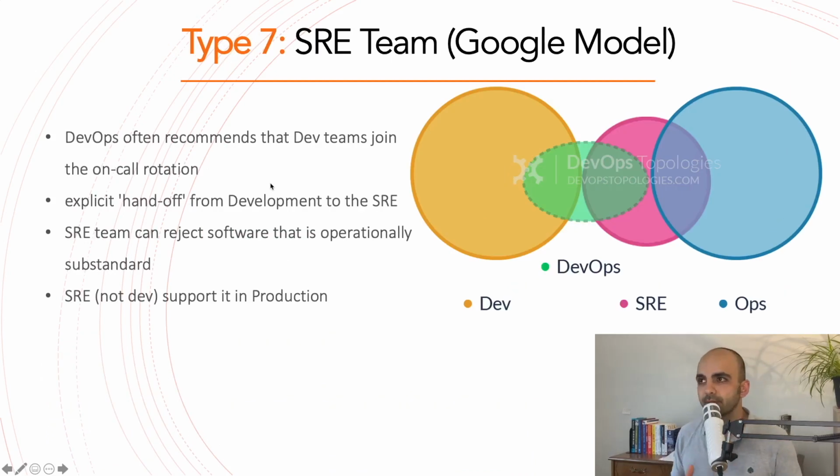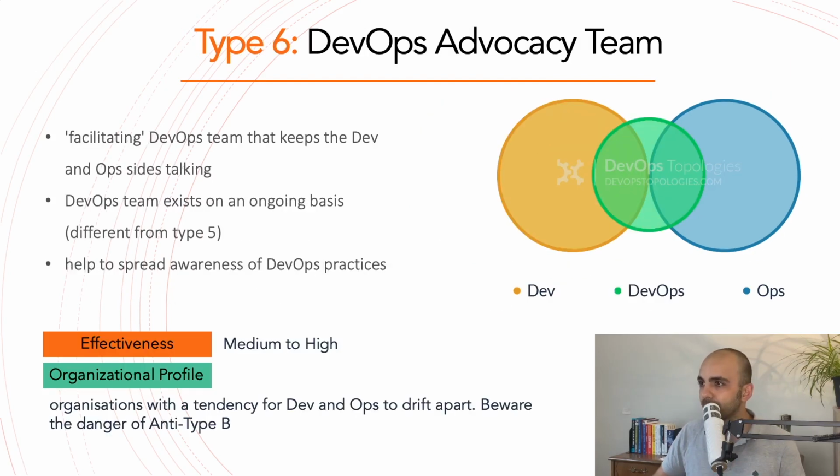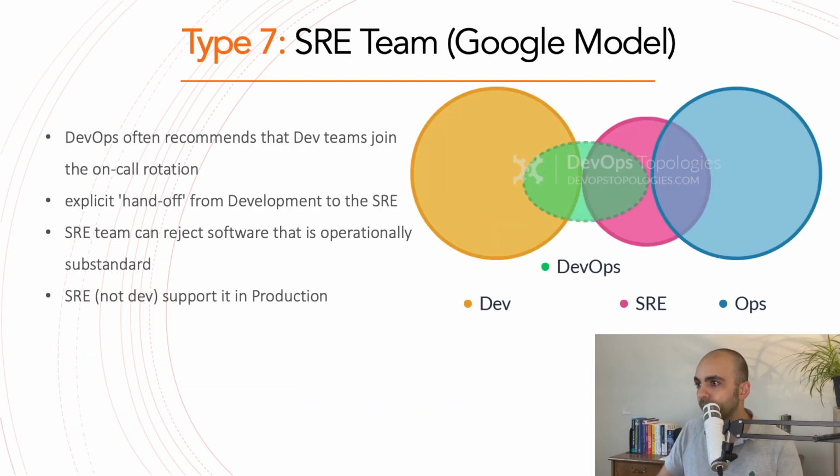Okay, type 7, SRE team, or Google's model. Do you remember that in the previous way of doing things, we had the dev team bringing the code and giving it to ops for the deployment? Here the dev team gives the code to the SRE team rather than ops. This is very good for companies with very mature engineering practices, but it cannot really handle small teams or small organizations. It's a hard model. What happens here is that instead of giving the code or module to the ops team, the dev team gives that code to the SRE team.